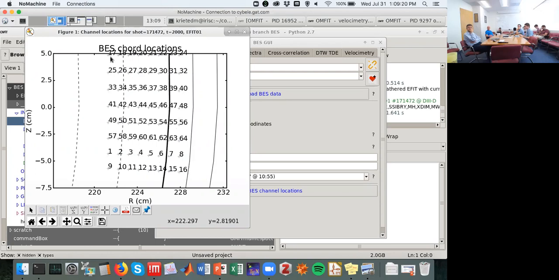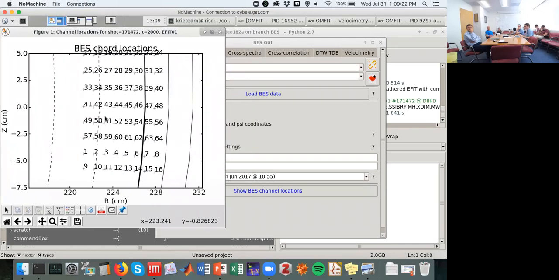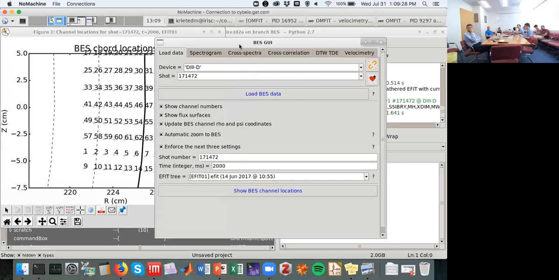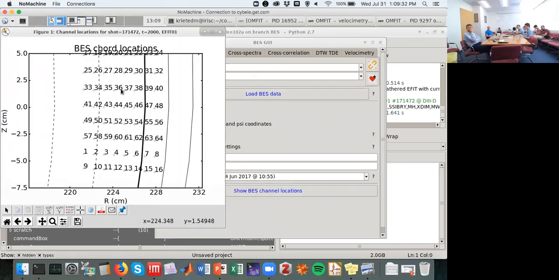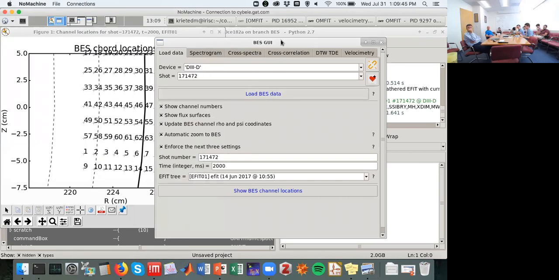So I'll be referring back to this little plot a lot as I go through analyses to locate where channels are. And the other thing is that when you load an EFIT, it uses this EFIT to map the BES channel machine coordinates into flux coordinates. So now every single channel has both its RZ coordinate and its rho and psi coordinates. So that's useful for plotting later down the line.